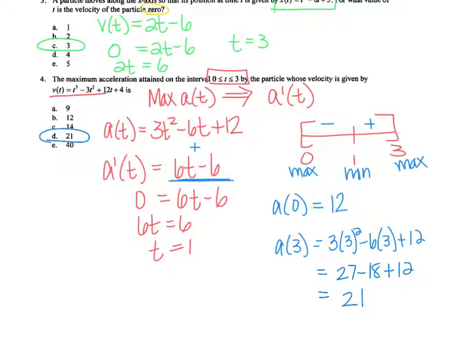It's a trick question because a lot of times people will take the acceleration, this function, and set it equal to 0. But because we wanted the maximum acceleration, we have to analyze the derivative of acceleration.